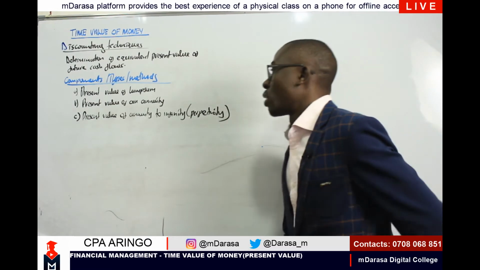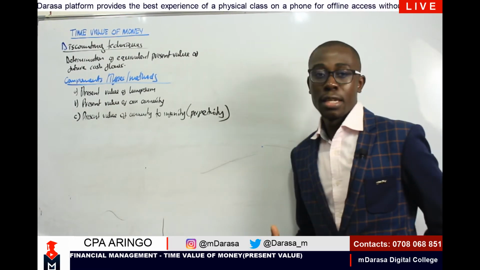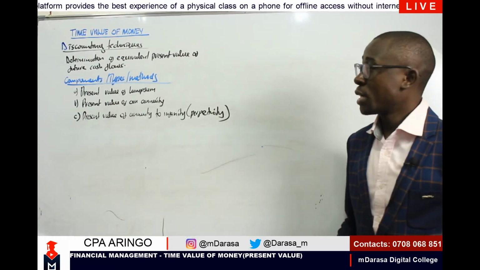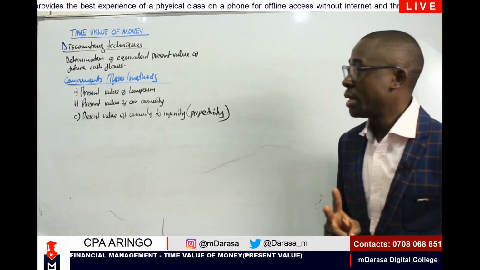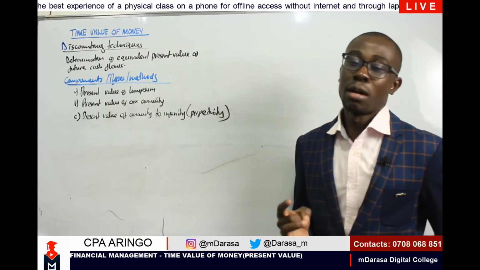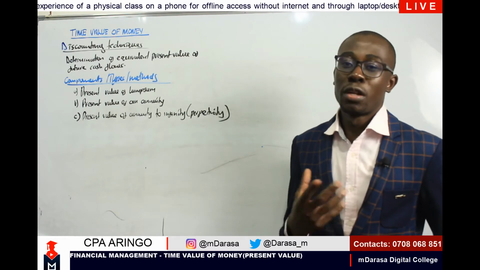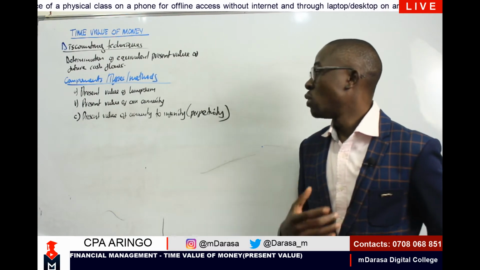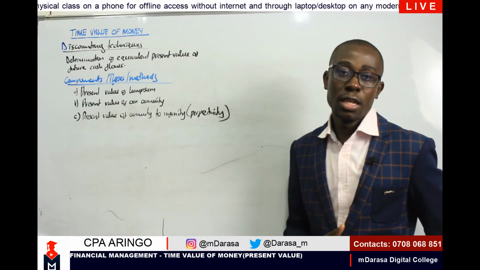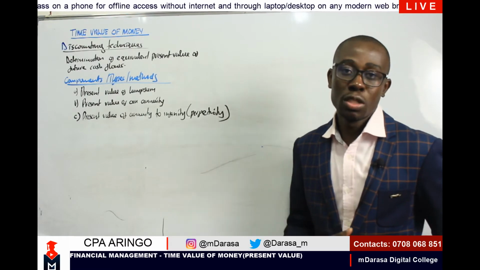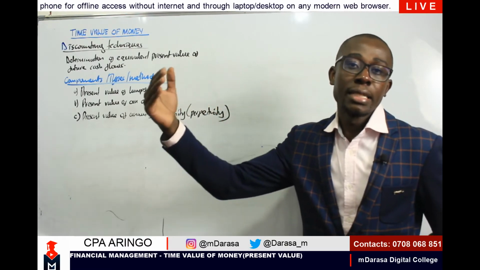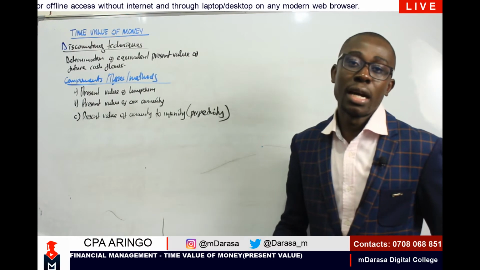So we are looking at the components of discounting techniques, and we normally tend to talk of three main ones: the present value of lump sum, the present value of an annuity, and the present value of an annuity to infinity, which we call perpetuity, to the point that we can't estimate or determine it.